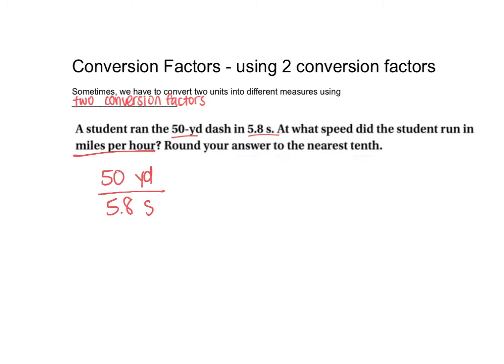Well, we know that yards has to somehow get converted into miles, and seconds has to somehow get converted into hours. So what we're going to do is we are going to multiply first by 1 conversion factor, which is going to get rid of yards. So we want to cancel out yards in the bottom, and we want to change that into miles. Then we're going to multiply by a second conversion factor that's going to get rid of seconds. But remember, seconds is now in the numerator. The reason is because seconds started in the denominator.